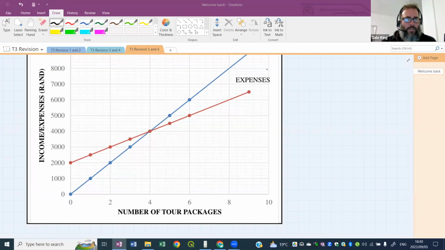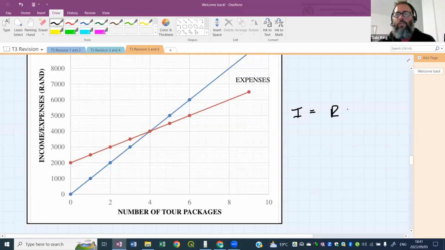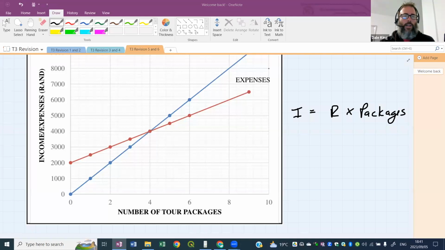Isn't 9,000? I've got someone saying with a value of 9,000. Yeah, anybody? So the blue line tells us the income. I want to know, if you sell packages, you got to say rand value times number of the packages. What rand value is it in the equation? So I'll write you on the side, income, I equals rand value times packages. What is that rand value to work out the income here? Now we've got values coming out.